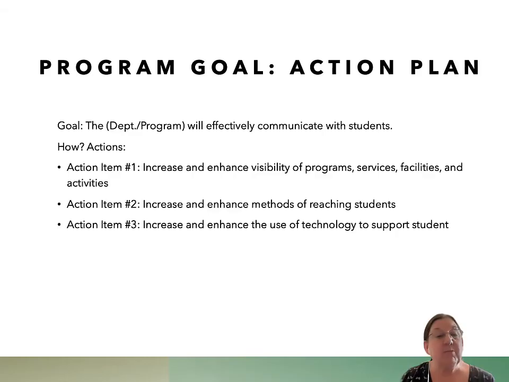Our next example we had was our department or program will effectively communicate with students. How are we going to do that? First action item is we're going to increase and enhance the visibility of programs, services, facilities, and activities. Action item number 2, we're going to increase and enhance methods of reaching students. And action item number 3, we're going to increase and enhance the use of technology to support students.